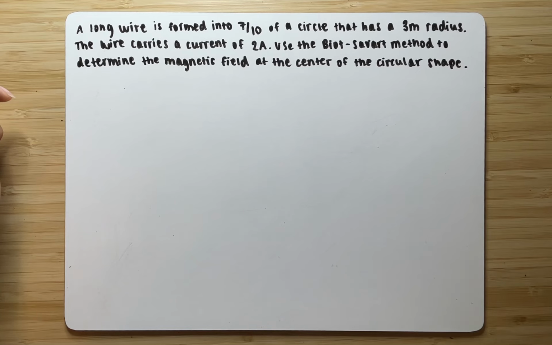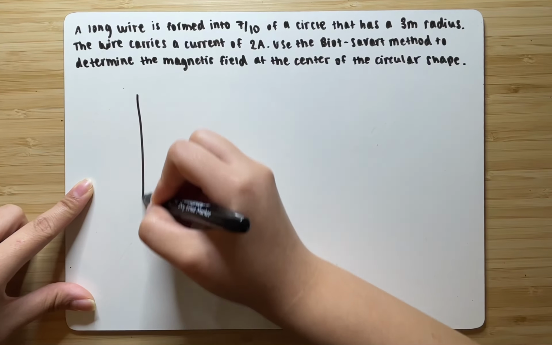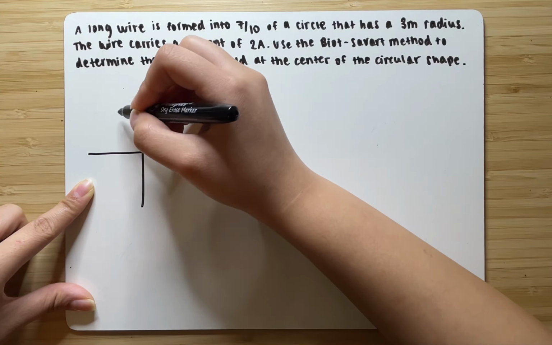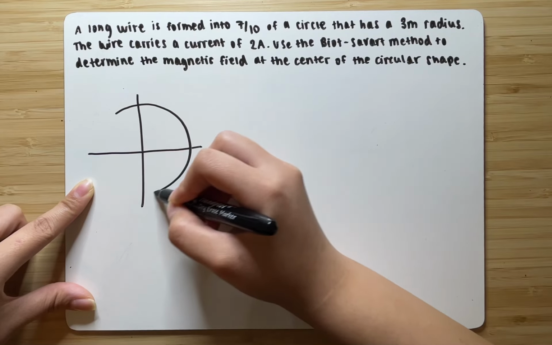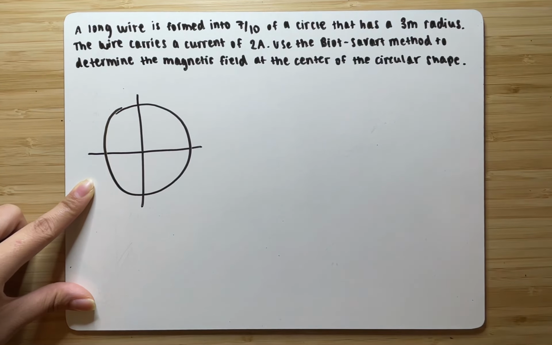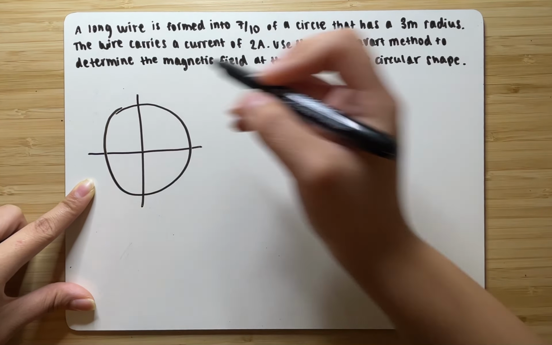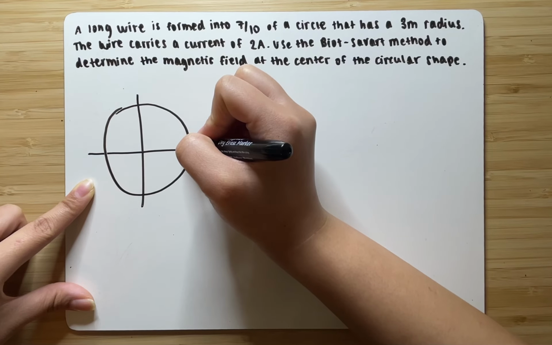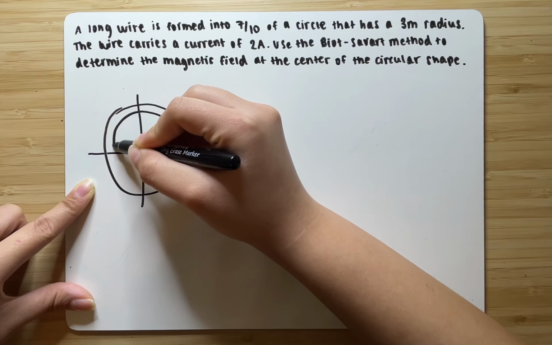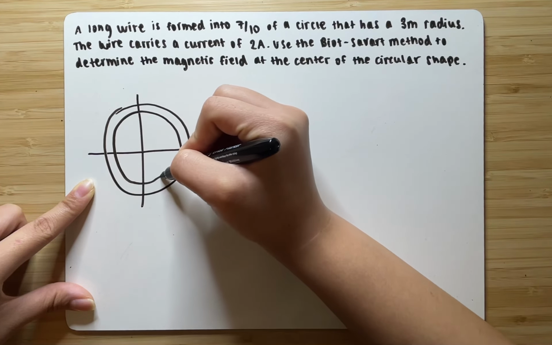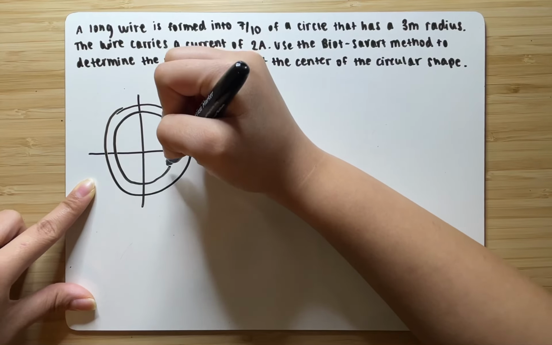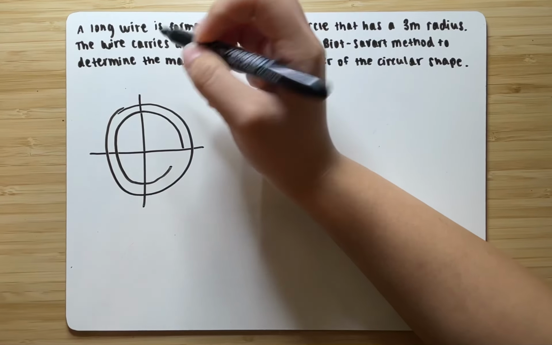Okay, so whenever we're given a problem that asks to find the magnetic field at the center of a circular shape, you want to begin by drawing the circle. So let's say this is a circle. The long wire is formed into 7/10 of the circle, so we want to draw the wire. Okay, let's say this is about 7/10. You don't have to be exact.